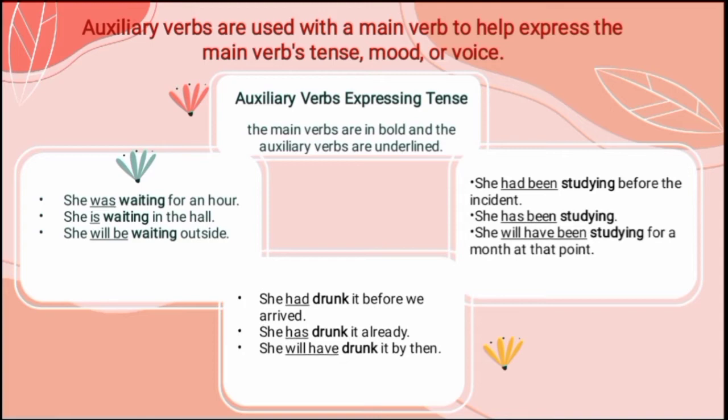In each of these examples, the auxiliary verb to have helps to form the perfect tense, which is the tense used for expressing an action completion. The last example is, she had been studying before the incident. In each of these examples, the auxiliary verbs have and been help to form the perfect progressive tense, which is the tense used for expressing an ongoing action's completion.